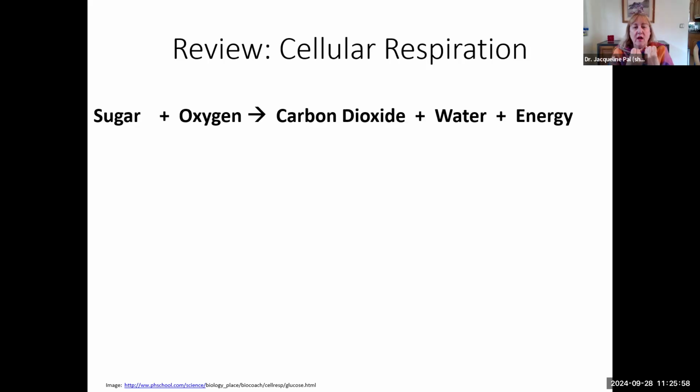So the reactions are starting with sugar and oxygen. Think about what those trees make. They make sap that we make maple sugar from, and oxygen. And from those, we're going to have a waste product of carbon dioxide, a waste product of water, and what we really want, energy. So how do we do this?